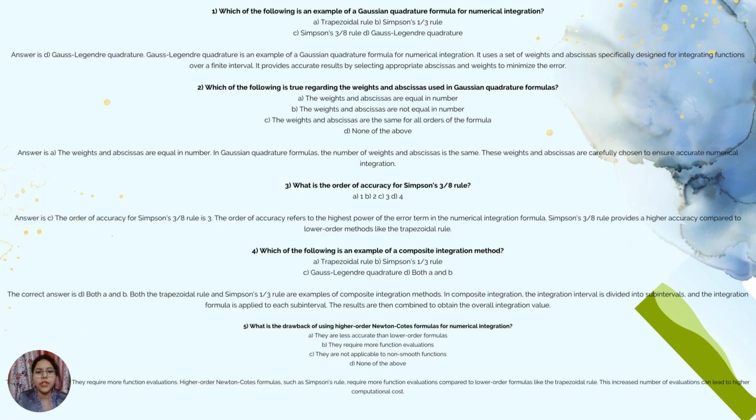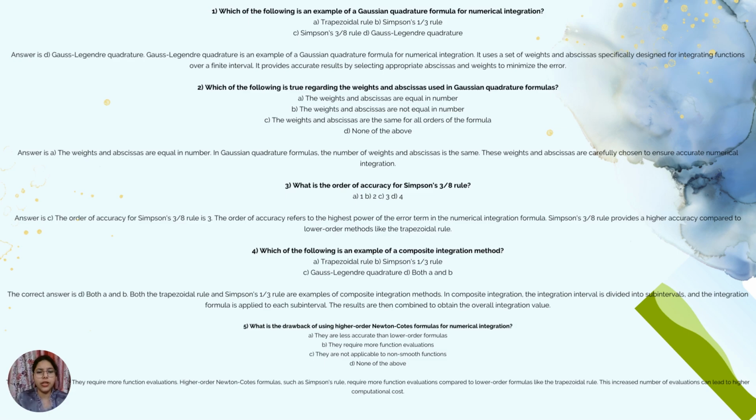Question number 2. Which of the following is true regarding the weights and abscissas used in Gaussian quadrature formulas? A. The weights and abscissas are equal in number. B. The weights and abscissas are not equal in number. C. The weights and abscissas are the same for all orders of the formula. And D. None of the above. Answer is A. The weights and abscissas are equal in number in Gaussian quadrature formula. The number of weights and abscissas is the same. These weights and abscissas are carefully chosen to ensure accurate numerical integration.